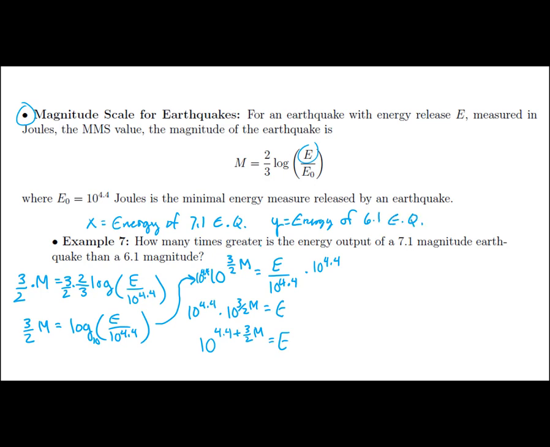So if they're asking me how many times greater is the energy of the 7.1 than the 6.1, well, that's answered by just dividing the two, right? In other words, I want to say how many times does y fit into x. The smaller energy fits into the larger energy. But we know that is just a matter of plugging in, because we solved for energy down here: 10 to the 4.4 plus 3 halves times 7.1. And then the y value would be the same thing, but with 6.1 plugged in.